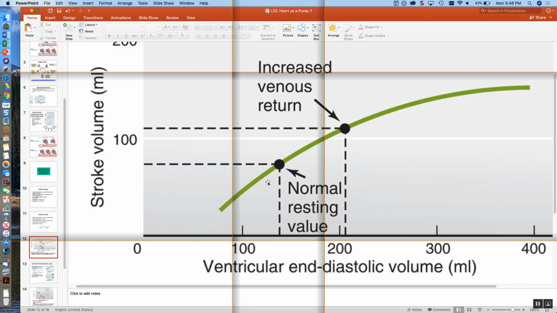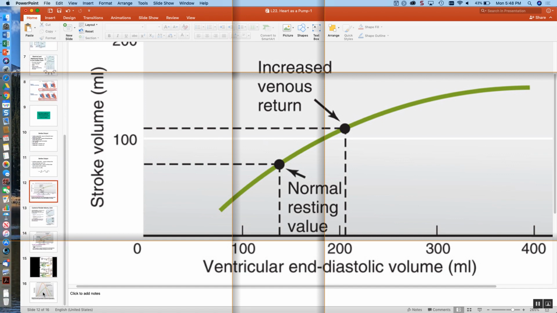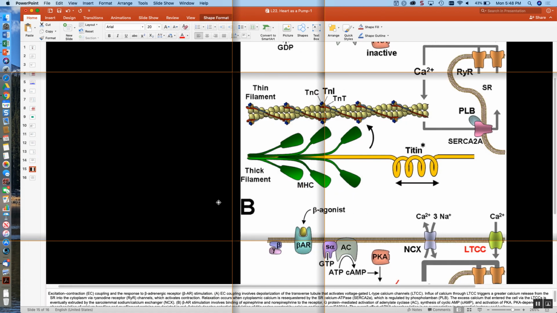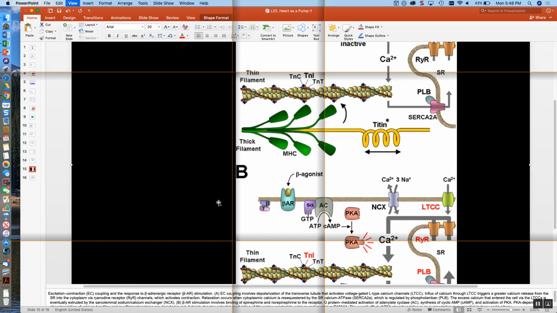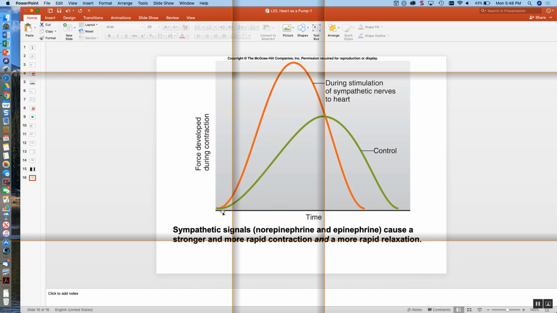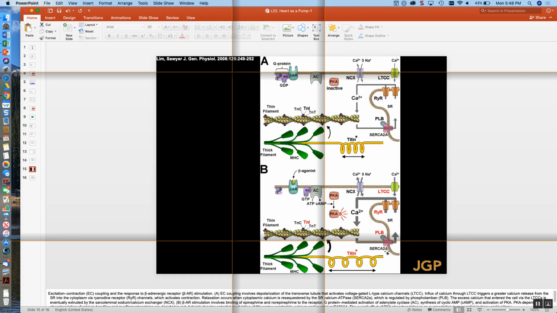Here's what I was talking about with the sympathetic surge. With sympathetic stimulation, you get tightening of the titin, so that when you actually stimulate with a sympathetic surge, this is what you're going to get. An increase in stroke volume, right? This is an increase in force development, an increase in stroke volume, and it also has effects on the SERCA pump, phospholamban. You get a faster relaxation.